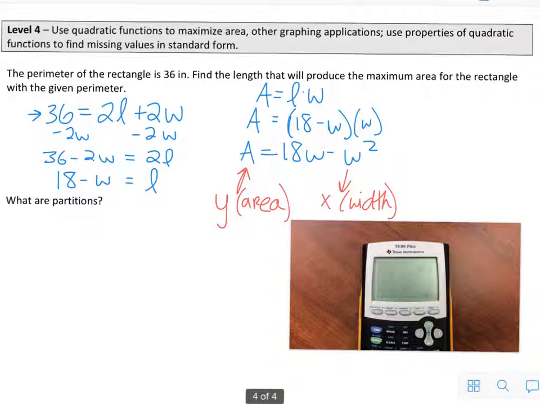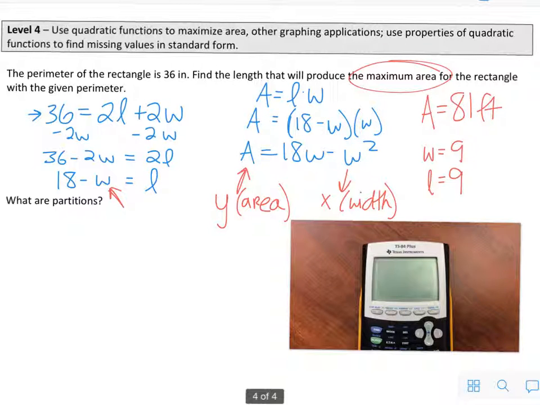So as mentioned in that video, the area is 81 feet squared. If it did ask us for our length and our width, we saw that our width was 9, and then I can plug that in here to find that our length would also be 9. Now this is not a coincidence. Maximum area comes from the most square you can get the rectangle to be. So that is a commonality that you will see in many problems.